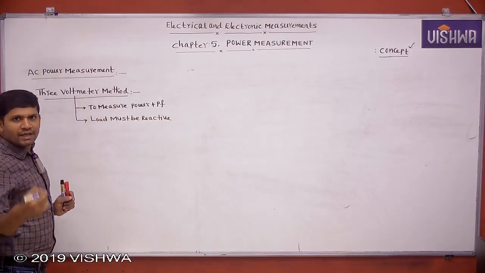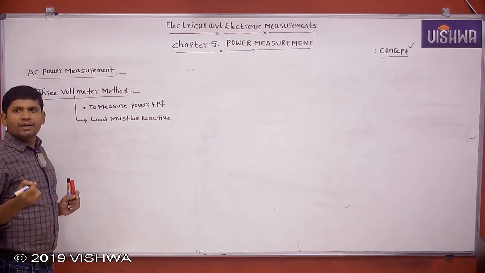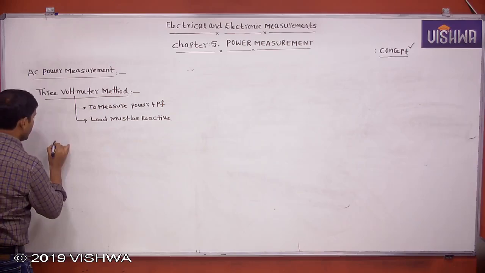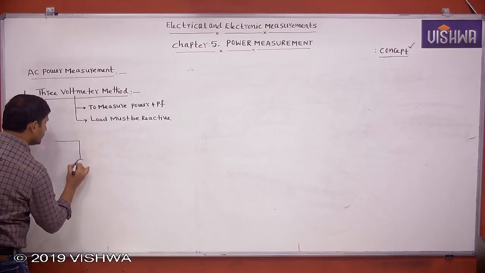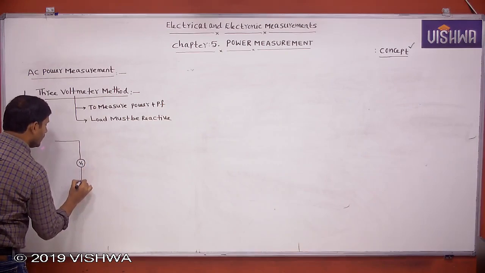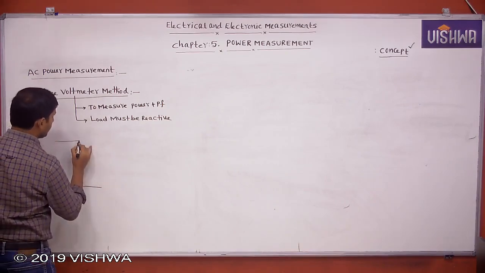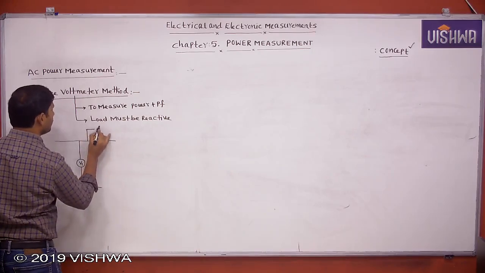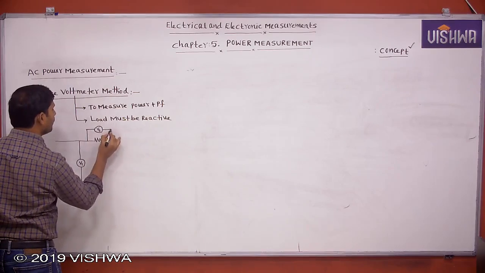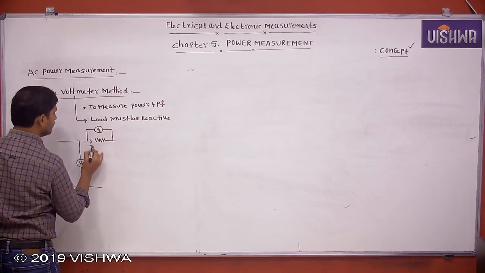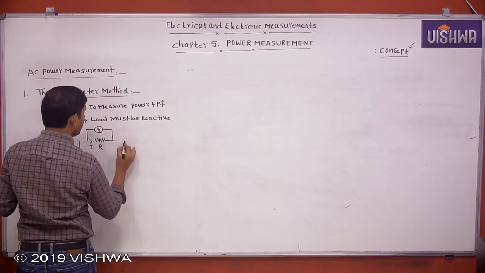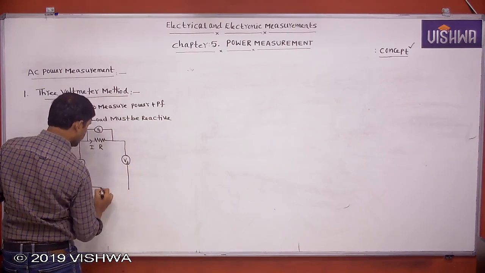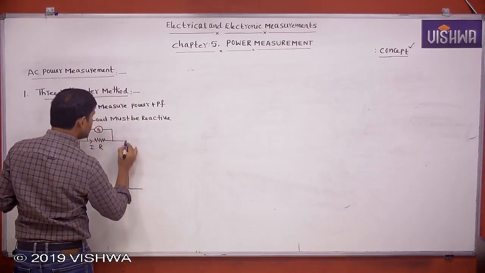If you want to measure the AC power by using the three voltmeter method, whatever the load we are considering, that load must be reactive. Then only this method is applicable. Then how to connect three voltmeters? This is V1. This is the V2 voltmeter. This is V3. We connect three voltmeters like this.